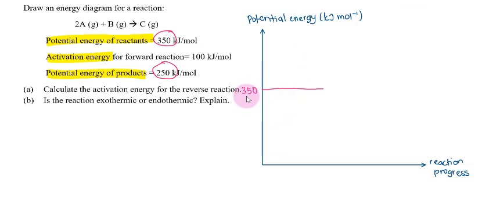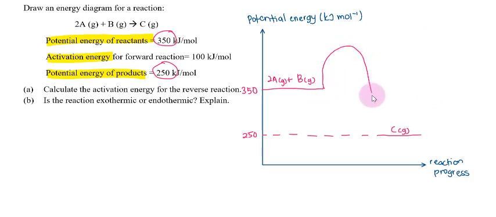This is the reactants at 350 kilojoule per mole, which is 2A of gas plus B. And then we have the product, where the enthalpy is much lower. So let's say the 250 kilojoule per mole is around here, and we have C as our product. So your energy profile diagram should look like this. Make sure you label your reactants and product, and then label the delta H.